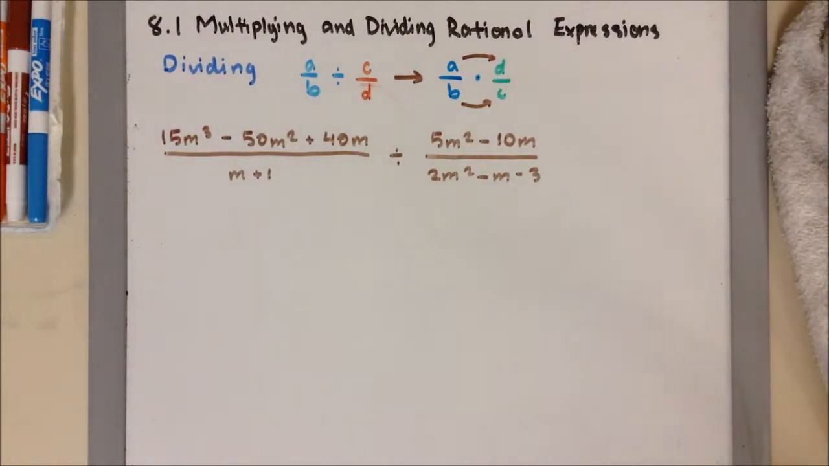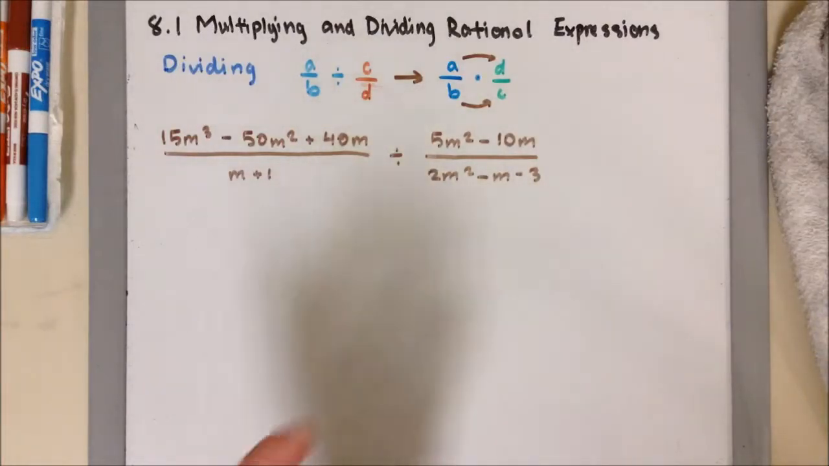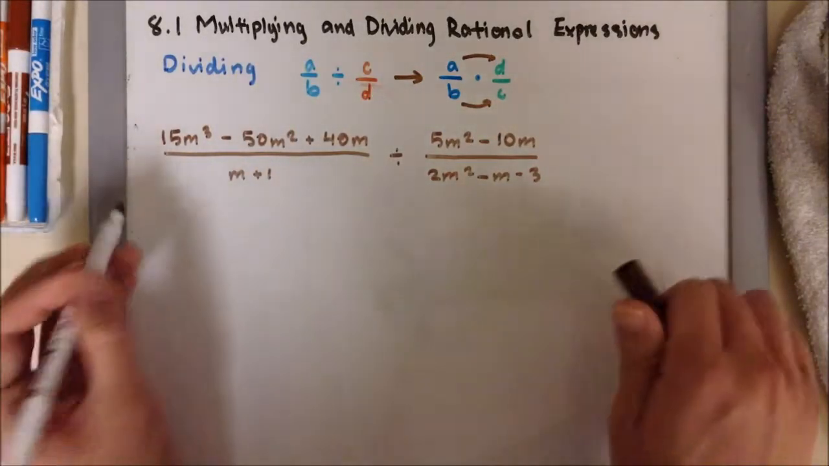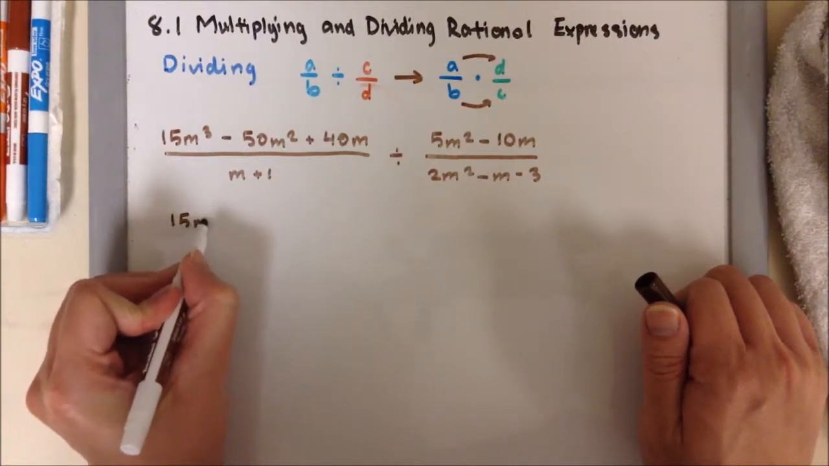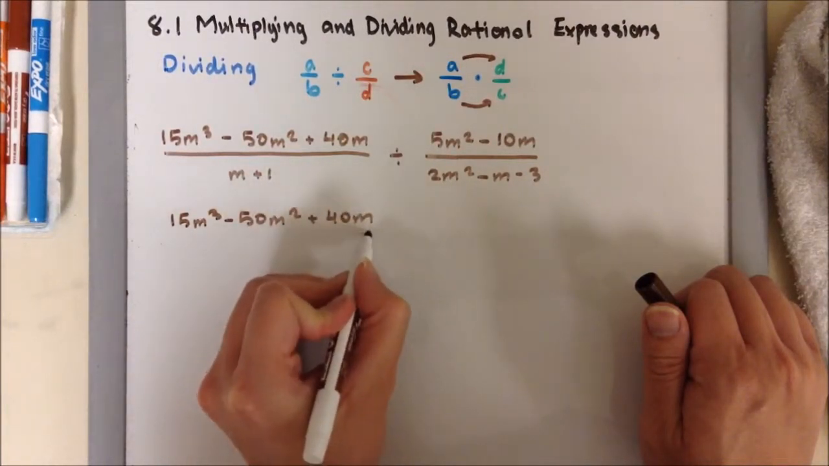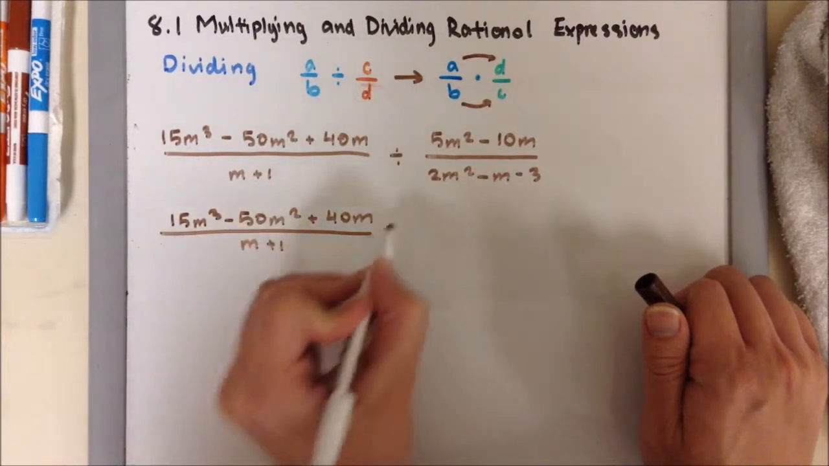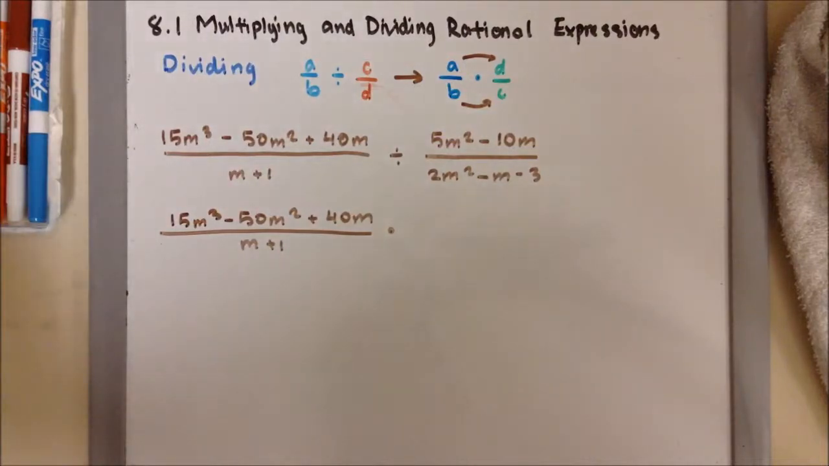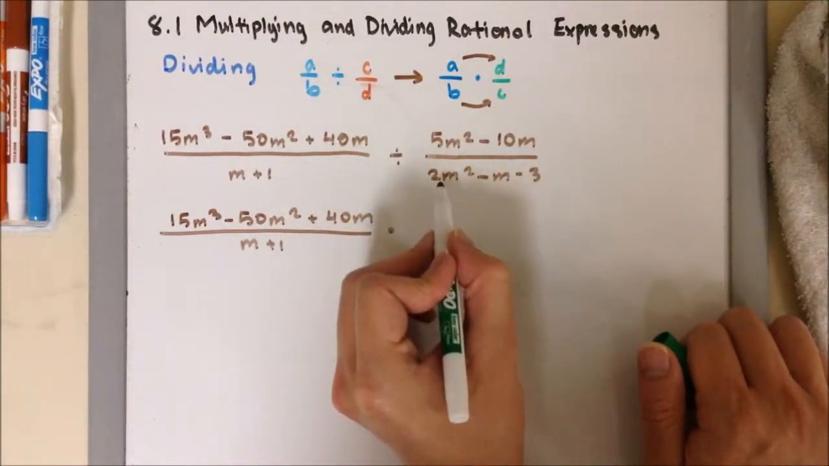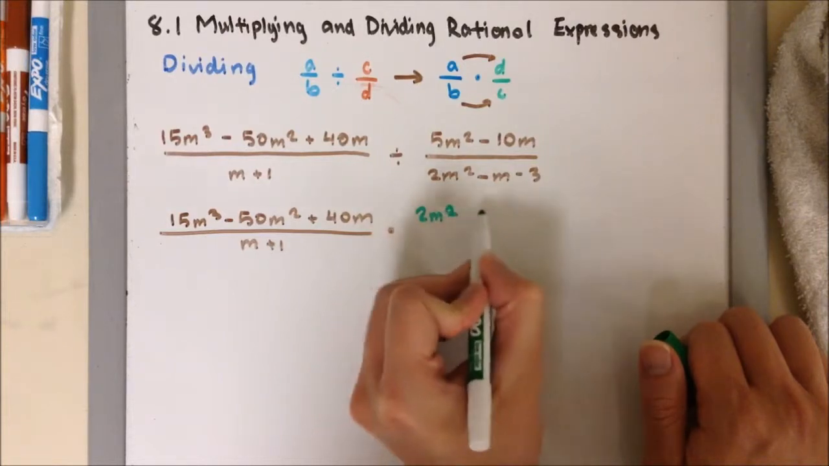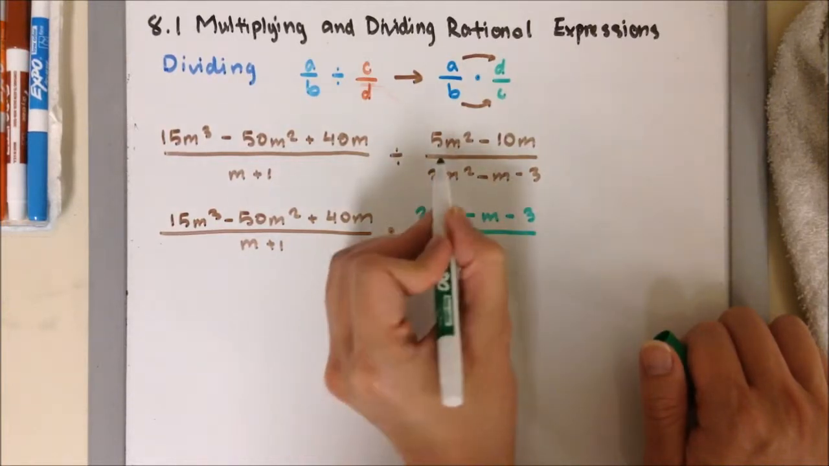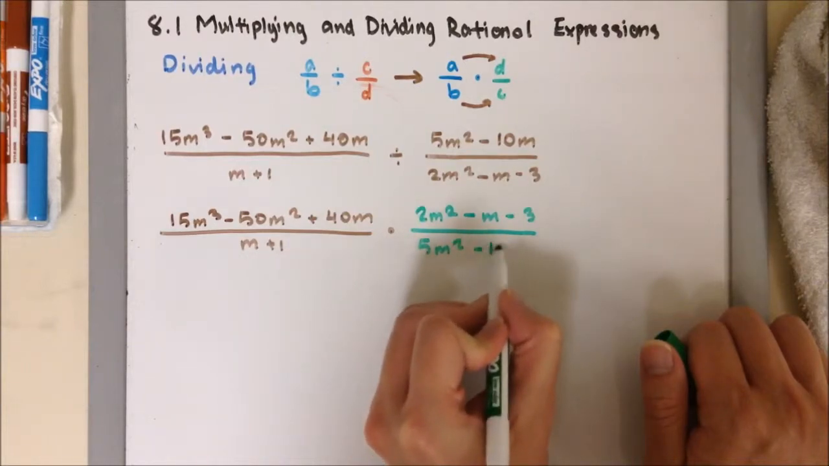Now, before we can actually get into factoring, just like I mentioned before, when we have a division of fractions, we're going to change it into multiplication. So we're going to keep the first fraction the same. So it's going to be 15m to the third minus 15m squared plus 40m over m plus 1. And then we're going to change it to multiplication. In order to do that, we do the reciprocal, or flip, the second fraction. So what's in the denominator will now become the numerator, 2m squared minus m minus 3 over, what's in the numerator will now become the denominator, so 5m squared minus 10m.